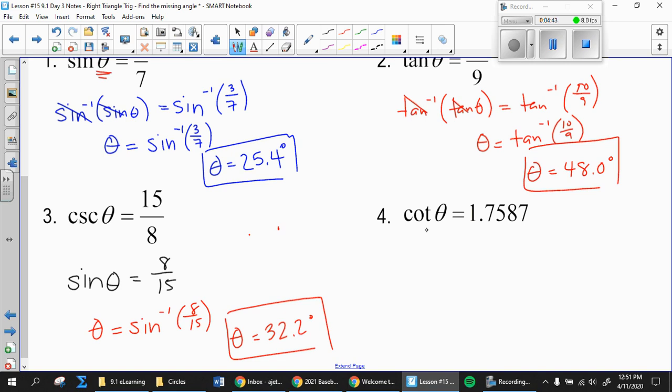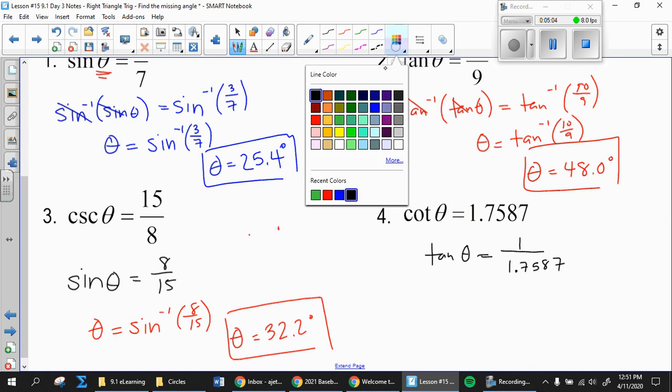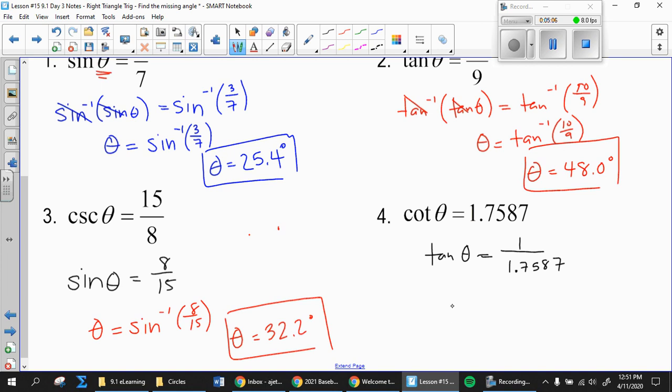Same thing here. Okay, this is cotangent, which is the reciprocal of tangent. So I'm going to think about this as tangent. Now, we know it's the reciprocal. Well, the reciprocal of 4 is 1/4. So the reciprocal of 1.7587 is simply 1 over 1.7587. Once we get there, then we can use our inverse tangent.